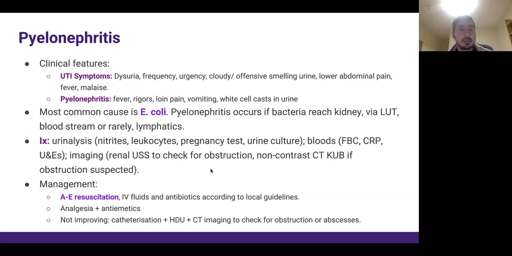How do you manage this? Pyelonephritis can rapidly result in sepsis, so you'd want to do it in an A to E manner. This will naturally include fluids and antibiotics. And in any A to E scenario, to make yourself an excellent candidate, don't forget about the other complaints of the patient. They'll be vomiting, they'll be in pain, so give them analgesia and antiemetics.